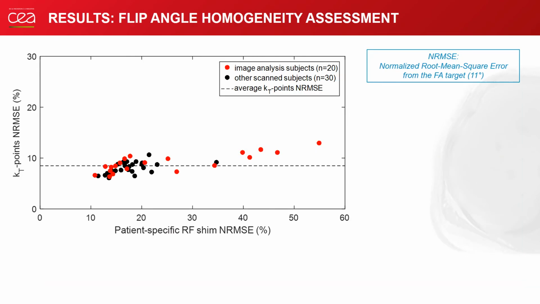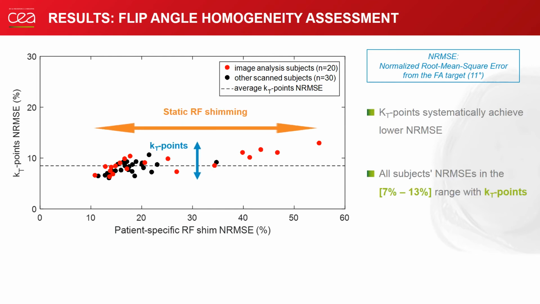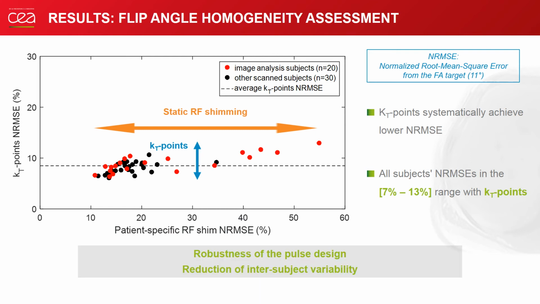Here, each point represents one of our 50 subjects. On the x-axis, you have the normalized root mean square error associated with static RF shimming, while the y-axis corresponds to KT points. And what you can see is that static RF shimming spans a much wider range than KT points. From that, you can deduce that our pulse design is robust, it works for all patients, and it can reduce drastically inter-subject variability. But what does it mean in terms of image quality?